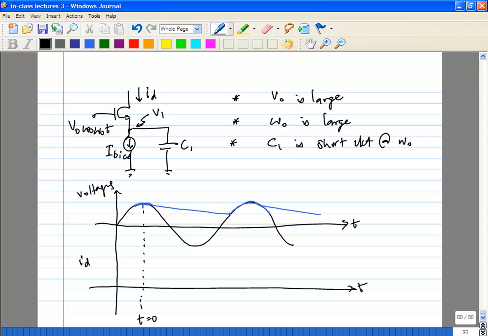So if you plot ID, what is that going to look like? For most of the time, the transistor is actually off, so the current is going to be 0 for most of the time, except you are going to get pulses of current, which coincide with the peaks of the sinusoid, the cosinusoid, right? Is that clear to everyone?